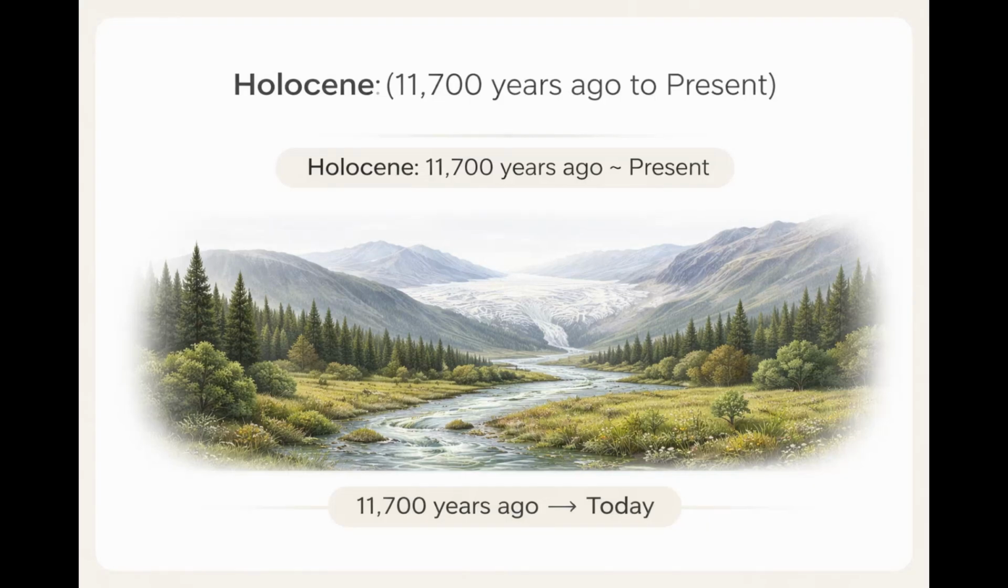The Holocene begins about 11,700 years ago and continues to the present. It follows the end of the last major glacial phase and represents the most recent slice of Earth history, short on the geological scale, but extremely important for understanding modern climates, ecosystems, and the context in which human societies developed.